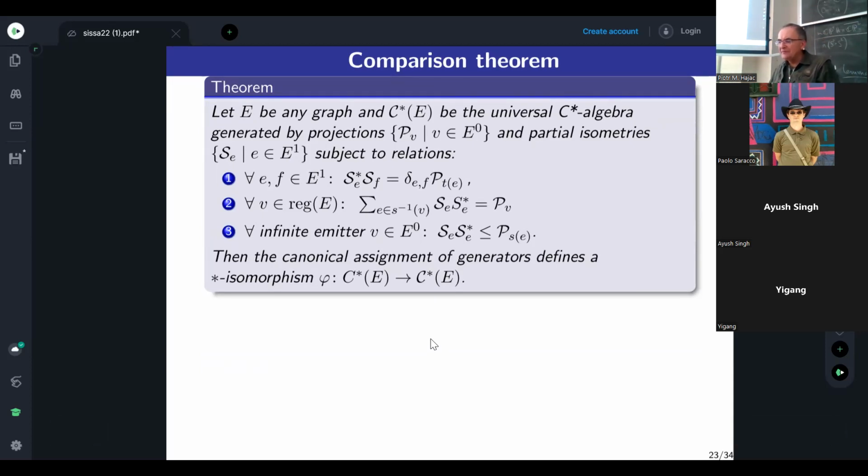So this comparison theorem is very important. So again, I take E to be a graph, and please note the different font. By this calligraphic C*(E), I denote the universal C*-algebra generated by projections, again note the different font, labeled by vertices, and I again should write orthogonal projections.